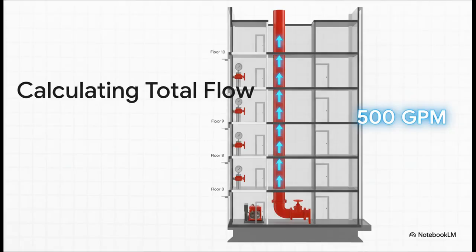But what happens when you have more than one standpipe? Well, NFPA 14 keeps it pretty simple. You start with 500 GPM for that first riser, and then you just add 250 GPM for each additional one. The code is smart though. It knows you're not going to fight a fire from every single stairwell at once, so for most buildings, the total required flow is capped at 1,000 GPM.